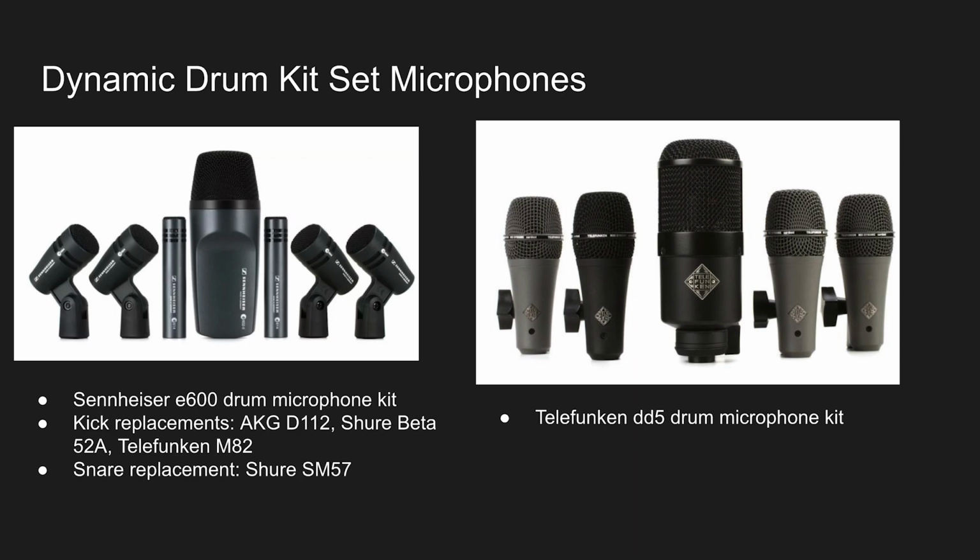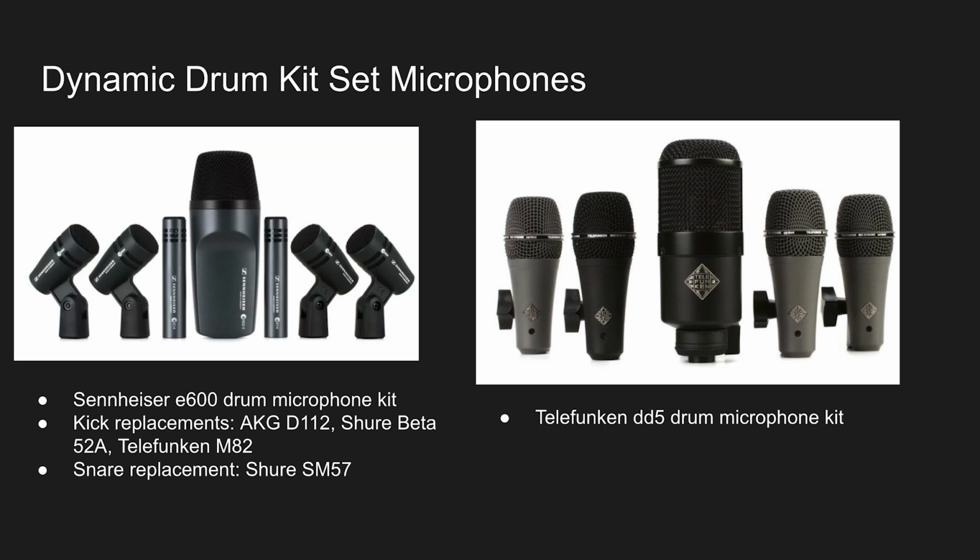So next up is dynamic drum kit set microphones. So off the bat, I recommend the Sennheiser E600 drum kit series. These microphones do an overall great job. Personally, my only recommendation would be to swap out the kick drum mic with something else. The kick drum mic here is great. It still will get the job done. Personally, I don't favor the sound as much as I do other microphones. So down here I wrote kick replacements. I'd recommend the AKG D112, that mic we just saw on the last slide, or Shure Beta 52A, or the Telefunken M82, which is actually pictured right here.